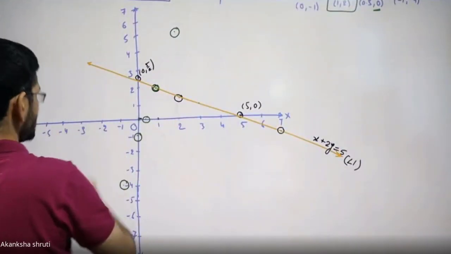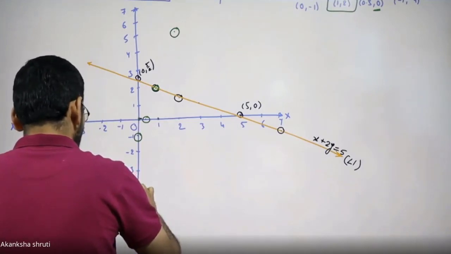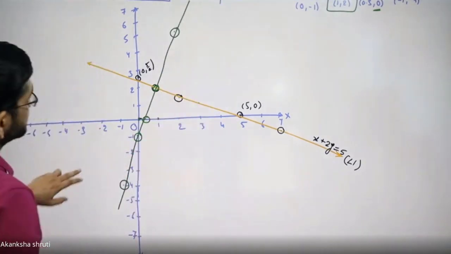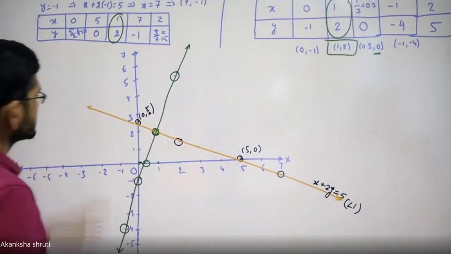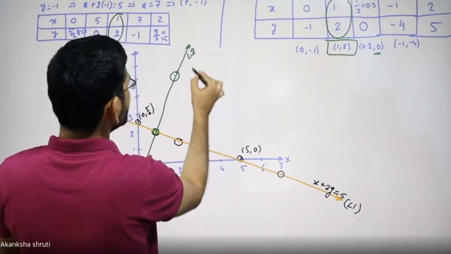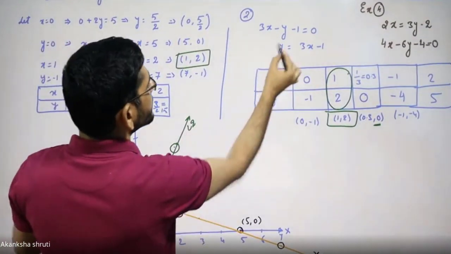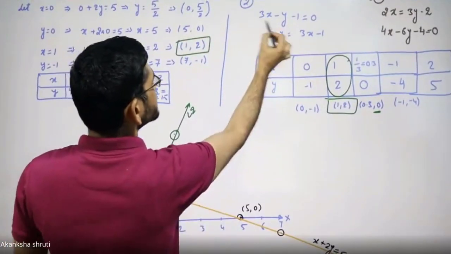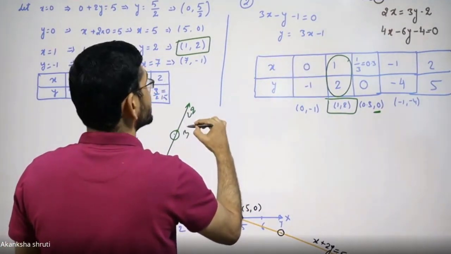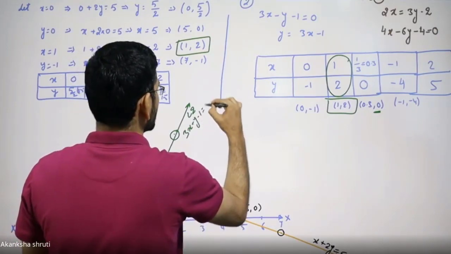So let us join it. On joining it, take your scale and join it properly. You will find that it is the other straight line. So this is line 2, or this is the plot of the equation. Either you write it in this form or this form, that doesn't matter. For 3x minus y minus 1 is equal to 0.